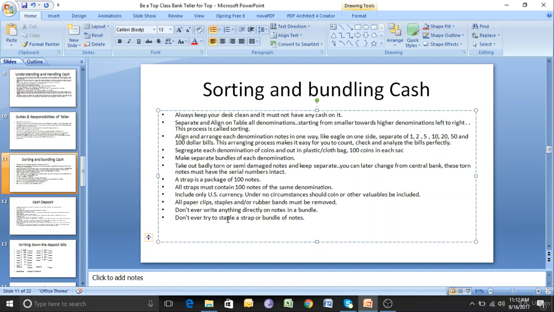Don't ever write anything directly on the notes. When they make a bundle, some tellers write the serial number, or the number of bundles on top of it, or the date just to remember. That is really wrong. If you want to write any information, you put a piece of paper on top of the bundle or the bigger bundle, and you write the details on it. That is the proper way of doing it. You don't write anything directly on a note. This is not okay.